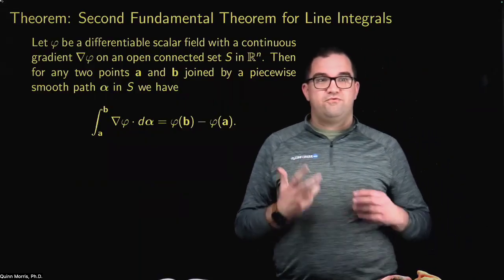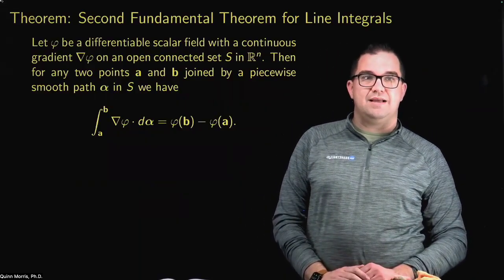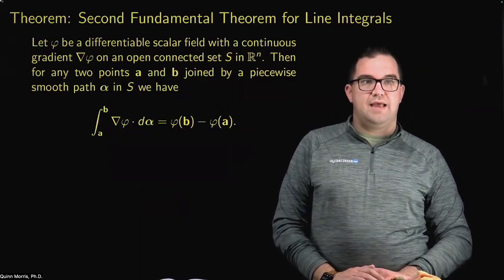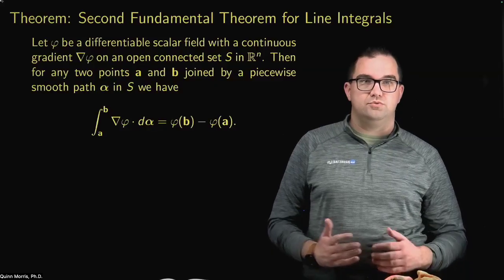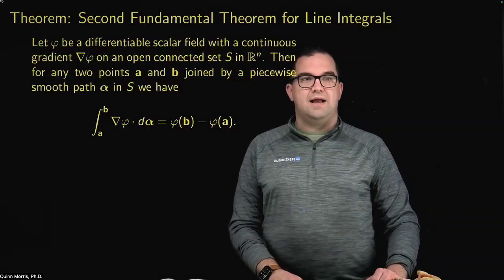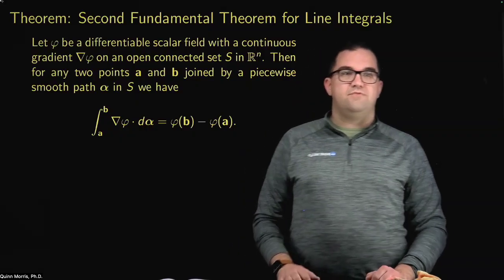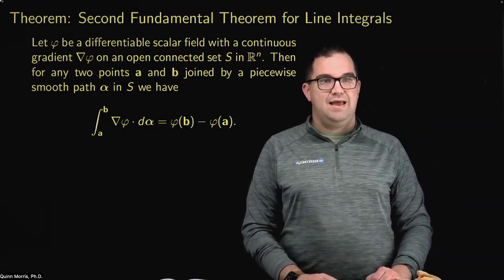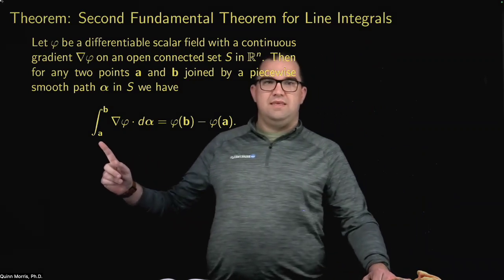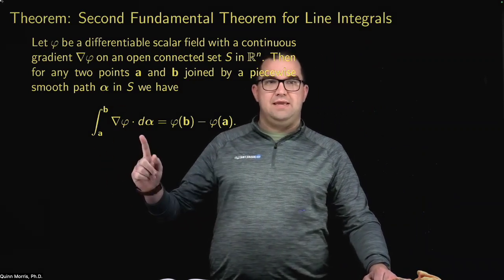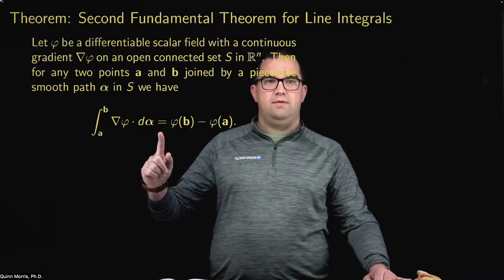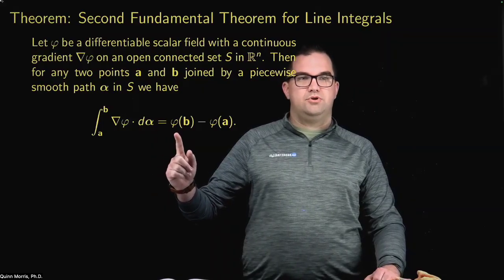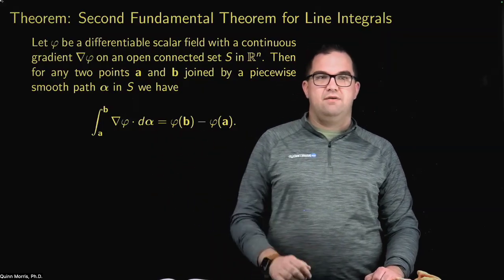All right, so the first piece of machinery we're going to need is the second fundamental theorem for line integrals. Let psi be a differentiable scalar field with a continuous gradient, which we'll just call the gradient of psi, on an open connected set S in R^n. Then for any two points A and B joined by a piecewise smooth path alpha in S, we have that the line integral from A to B of the gradient of psi d alpha is equal to psi of B minus psi of A.